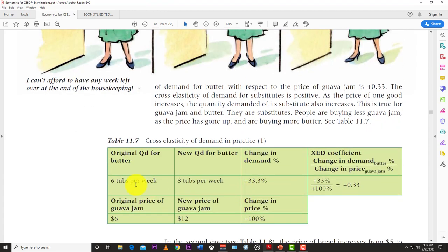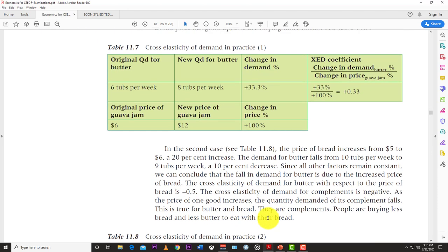So you're going to work out the maths. You look up the percentage change in the quantity demanded for the first good, and then you look for the percentage change in price of the other good. You put them over each other. So you put the percentage change in quantity demanded for good X here, and you put the percentage change in price for good Y there. You work your maths, you get a positive number, but it's less than one, so it's inelastic.